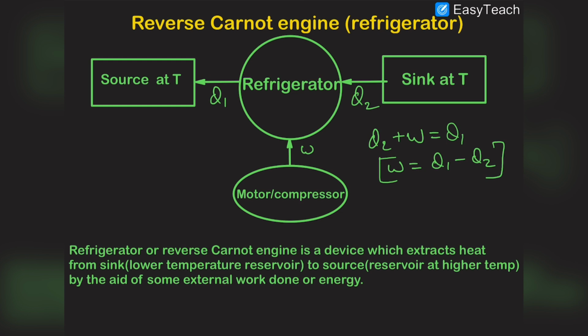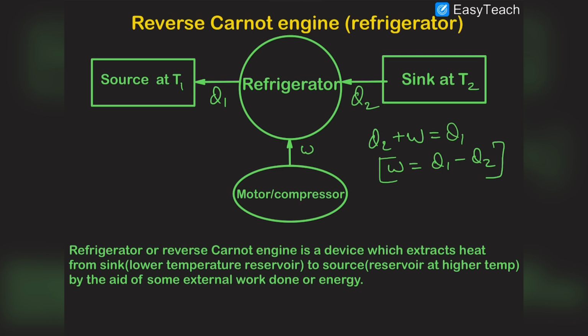So this is a source which is at a temperature of T1. Let us write it down. And the sink is at a temperature of T2. And just in the opposite direction of the Carnot engine, the refrigerator is extracting some amount of heat from the sink, and then it is supplying some greater amount of heat to the source, and for that it is using some work done which is provided by the motor or the compressor.